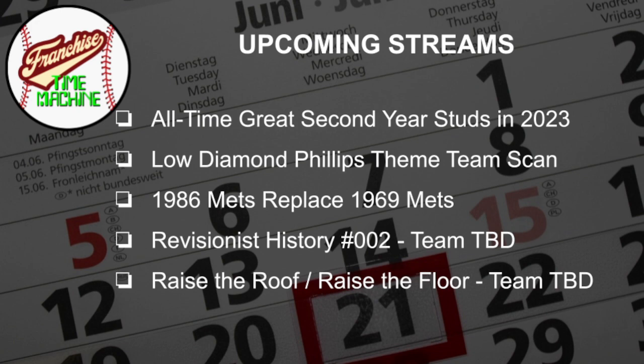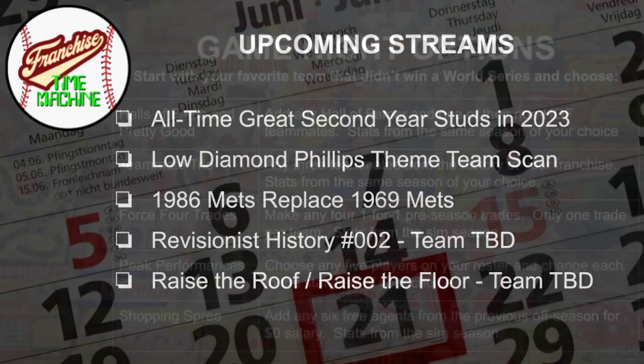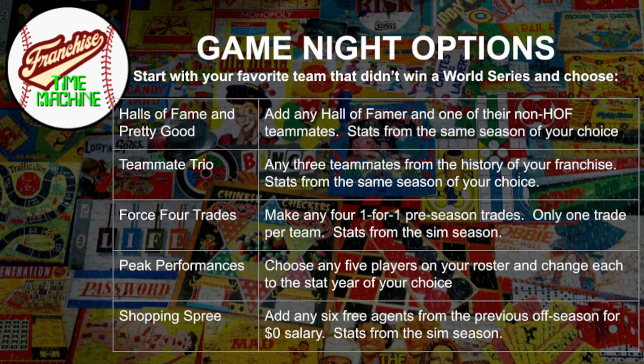One is the second version of revisionist history, which is we take a team that didn't win a World Series, or frankly, any team. Like there's a team with 4 20-game losers that I thought it would be fun to do this with, and apply any one of these treatments to it and see how much better we can make them.